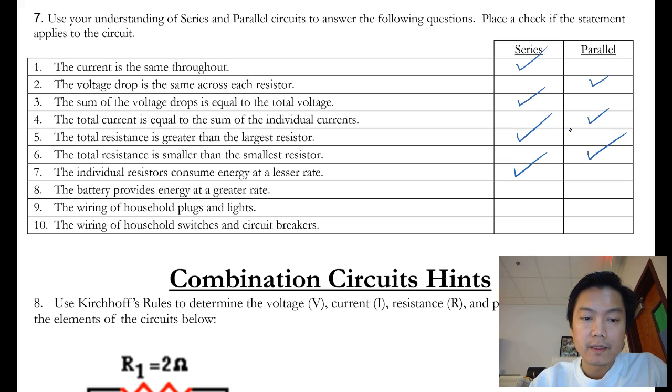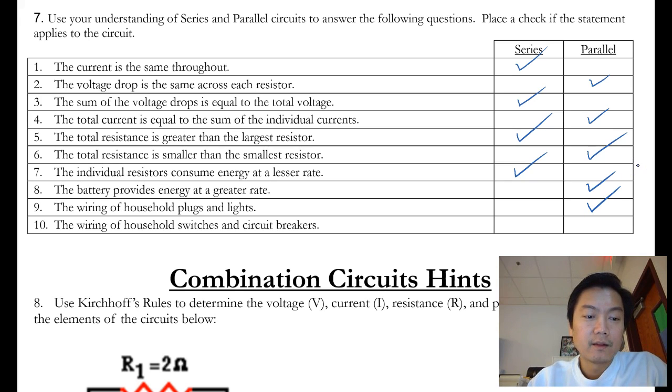Number eight, the battery provides energy at a greater rate. Okay, so the battery is draining faster when you put more resistors in parallel. Number nine, the wiring of household plugs and lights. Think about what happens when one light bulb goes out in your house. Do all the light bulbs in your house go out, or just that single bulb? If it's just a single bulb, it must have been connected in parallel, right?